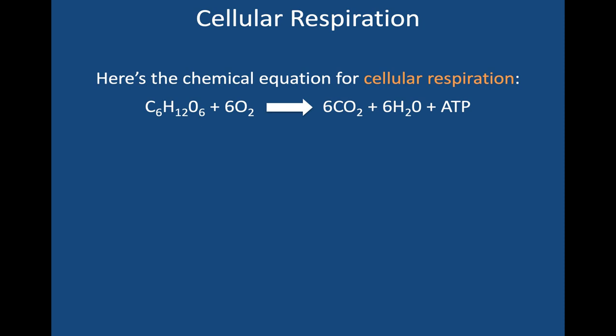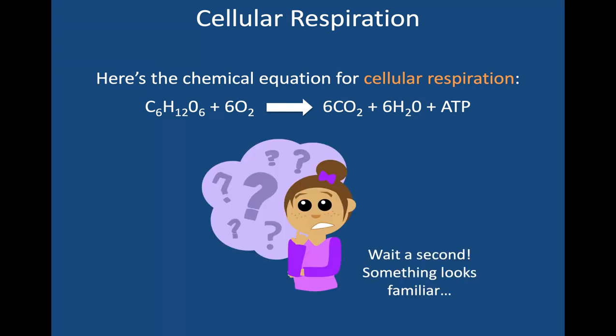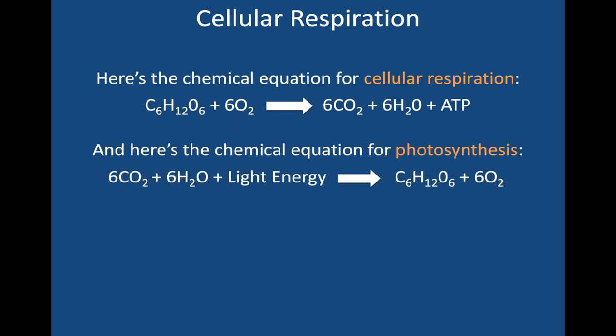C6H12O6 plus 6O2 yields 6CO2 plus 6H2O plus ATP. That should probably look a little bit familiar. Where did that come from? Where does that look familiar from? Well, it should look familiar from what we did before.